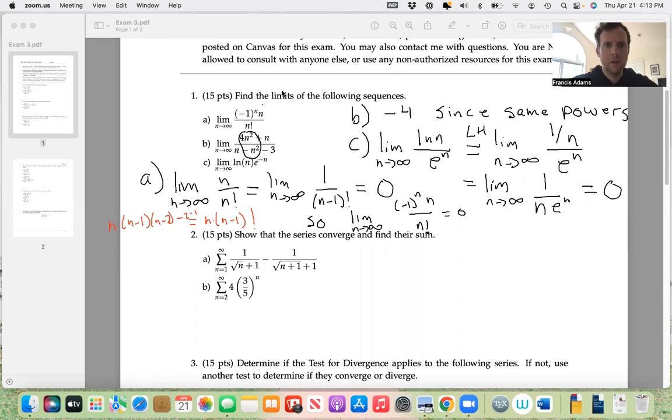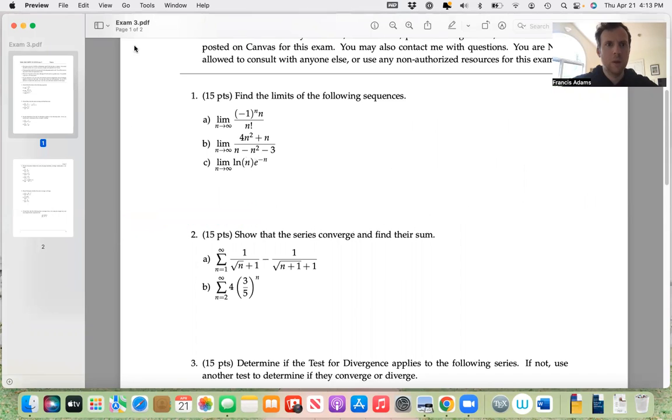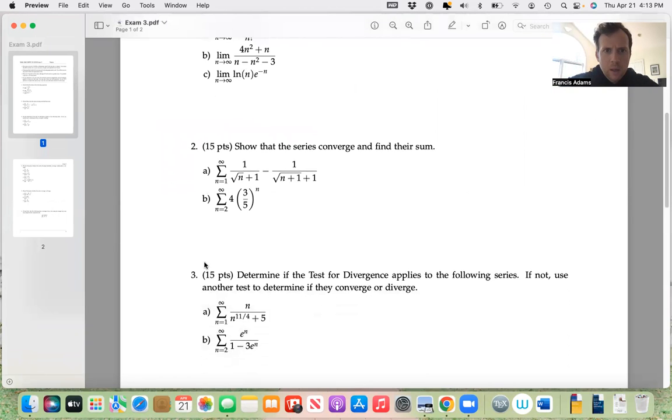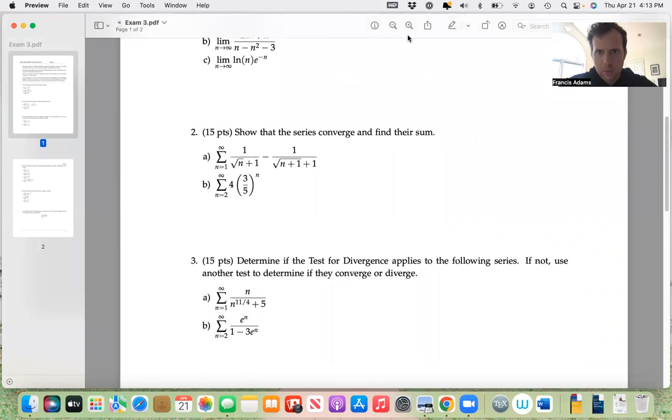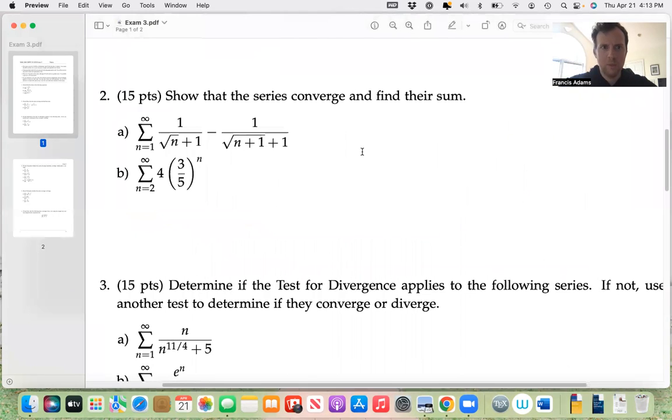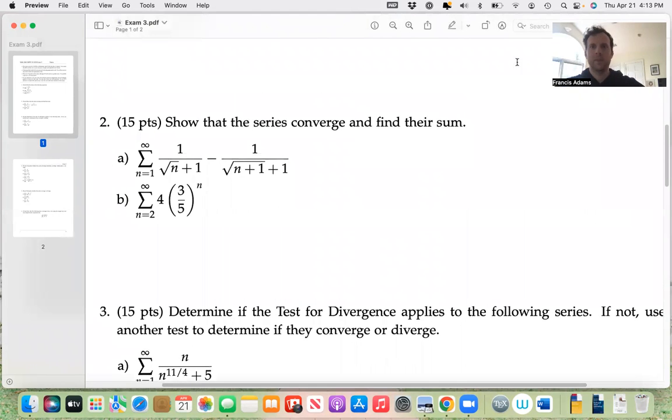All right. So then let me clear this off. Let's look at the next one. Okay, so it's a little more white space here. Okay. So number 2, show these series converge and find their sum.